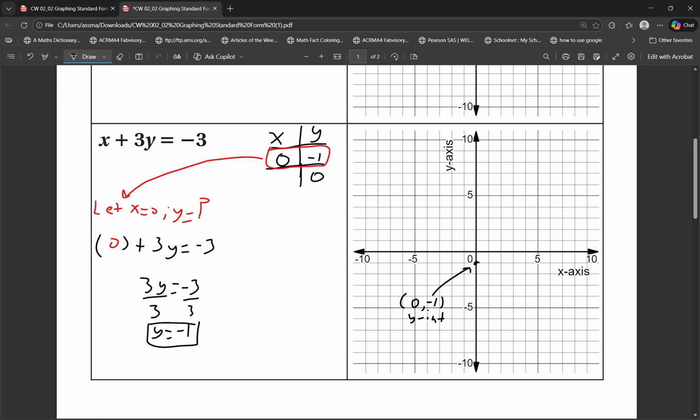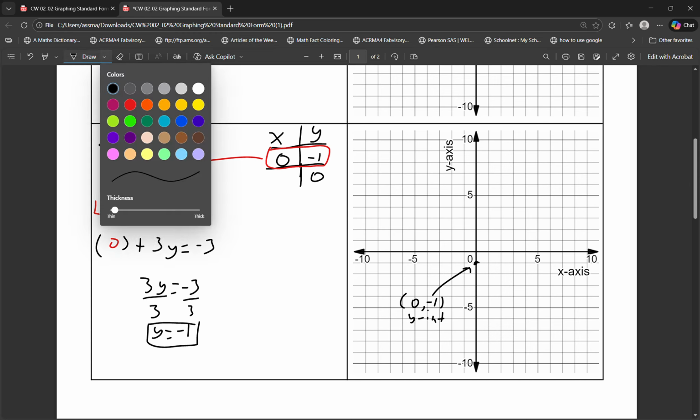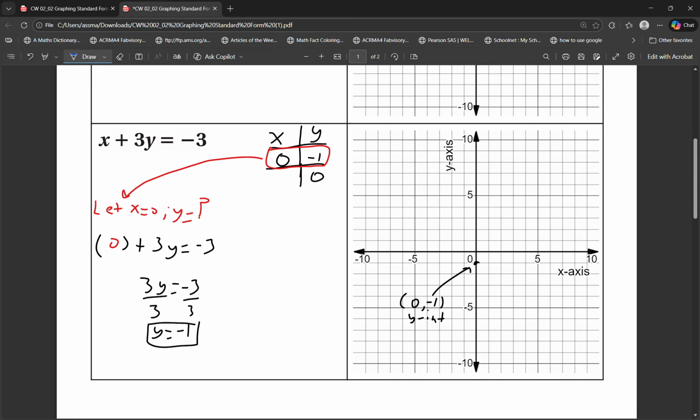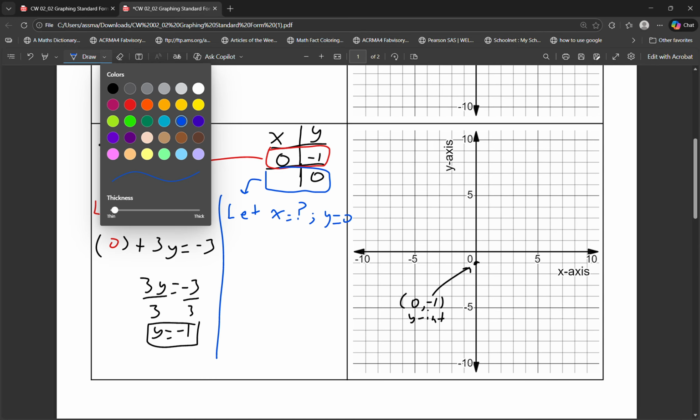Okay, now I work with the bottom one. Okay, so let me draw a line right here. So then I work with this section here. So with that section, it gets another let statement. So let x, and since x is blank, I'm going to put a question mark because I don't know what it is yet. But I do know that y is equal to 0. So where I see the y, I'm going to put a 0. So I'm going to go ahead and plug that in.